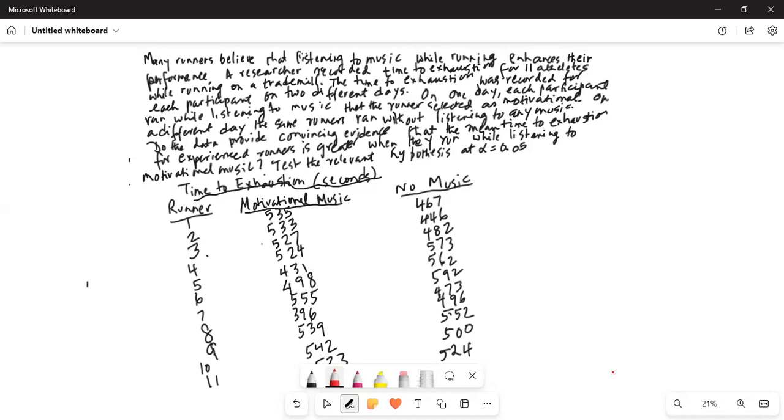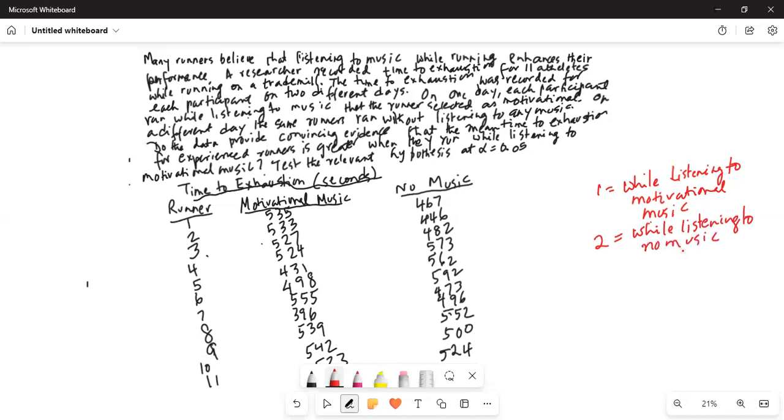First we will identify one as the condition while listening to motivational music, and two as the condition while listening to no music. So we have been asked, do the data provide convincing evidence that the mean time to exhaustion for experienced runners is greater when they listen to music?